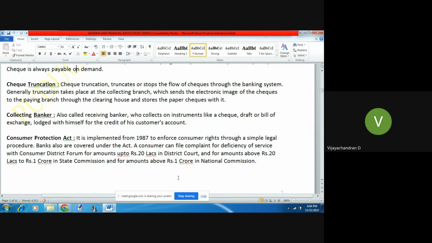Suppose you are issuing a post-dated check today, with the post date of 30th November. Before that you can stop the payment. Before that you can stop the payment. That is known as check truncation. So what is a check truncation? The keyword: the stopping of payment of the check.